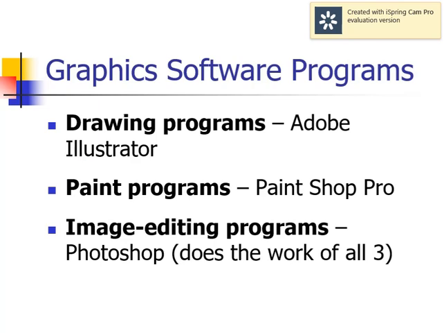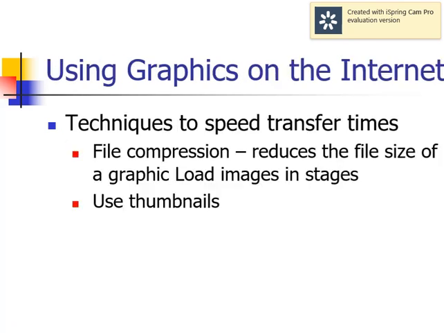Drawing programs such as Adobe Illustrator can be used to create draw type graphics. Paint programs such as Paint Shop Pro can be used to create bitmap images, and image editing programs, for example Photoshop, can be used for bitmap graphic editing. If you want to use the graphic on the internet, it is best to use file compression. For example, use JPEG compared to bitmap because the size is much smaller, and use thumbnails, which are usually used in DVD or CD for image compression.